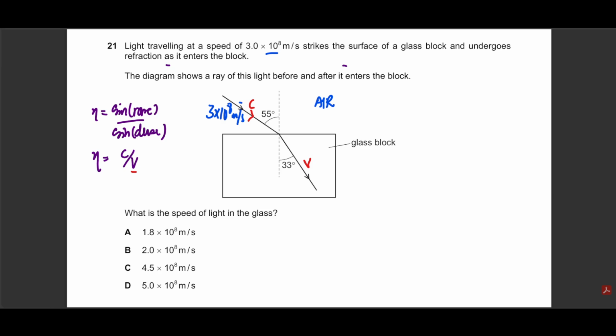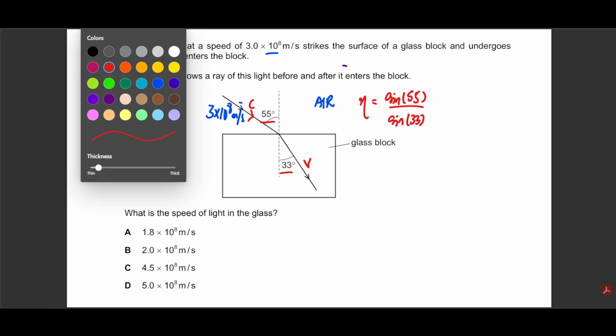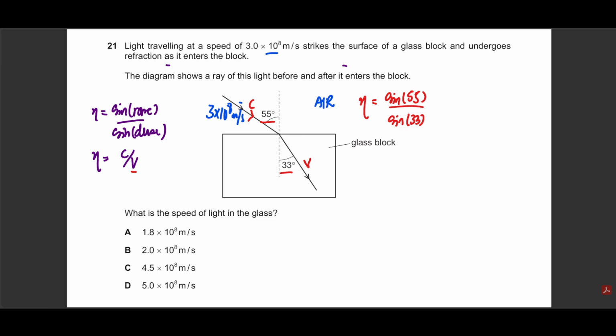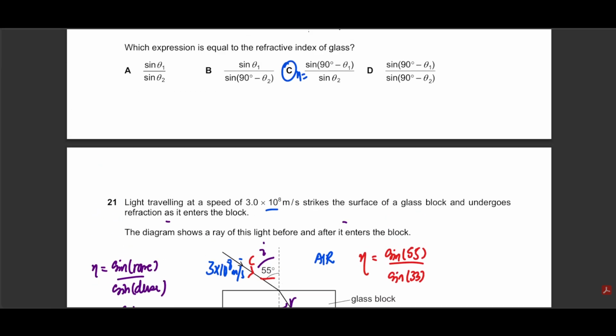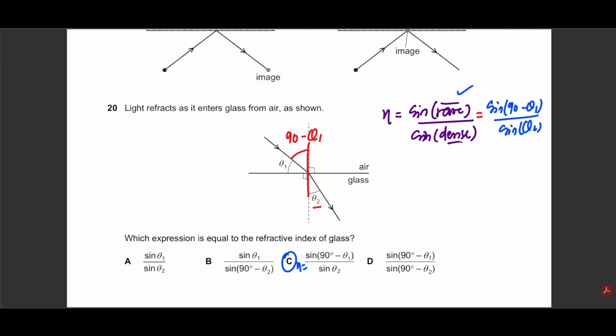So we don't have the refractive index directly, so we are given the angles to do that for us. So n is equal to sine of 55 divided by sine of 33. Again, how did I choose 55 and 33? To a common person, it might look very simple that this is the angle of incidence and this is the angle of reflection, but be careful. I'm referring to rare divided by dense. I'm not referring to where they're coming from and where they're going.